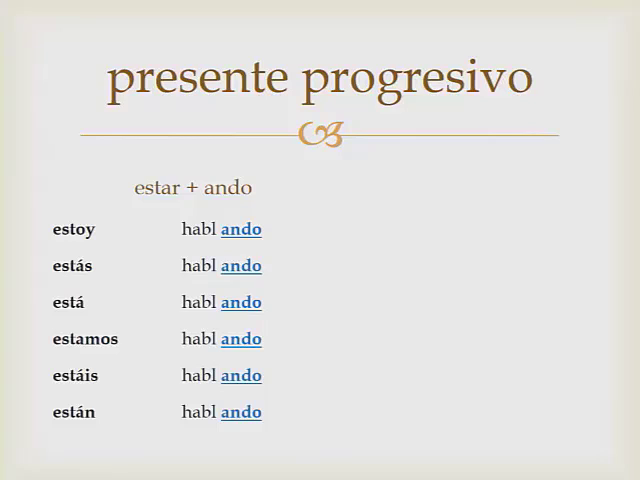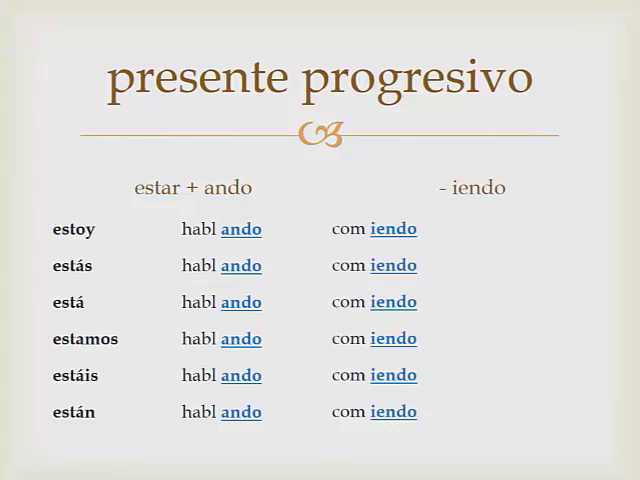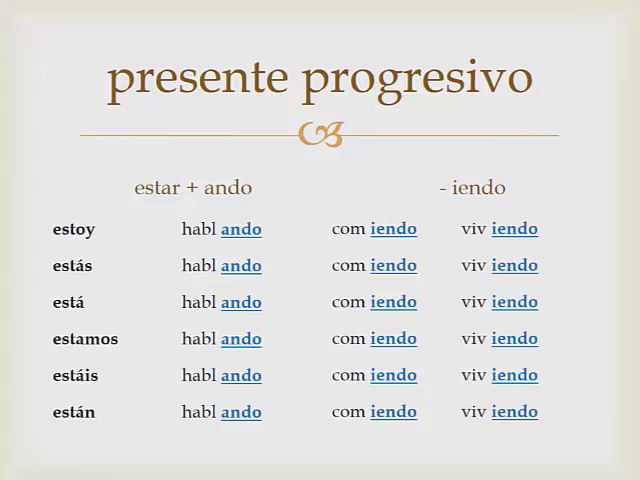I am speaking. You are speaking. She is speaking. We are speaking. You all are speaking. And they are speaking. That's the ando. That's the progressive half. So the present is how you conjugate estar. That's going to be estar in the present tense. And the progressive is the ando or the yendo. If it's an ER verb, comiendo, or an IR verb, viviendo.